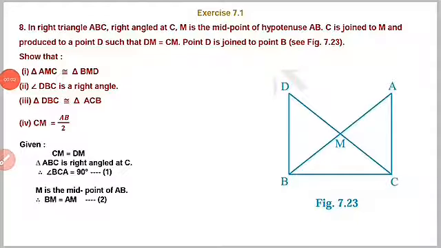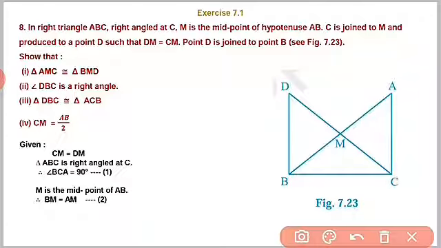Good morning, students. Let's complete question number 8 of exercise 7.1. In right triangle ABC, right angled at C, M is the midpoint of AB. C is joined to M and produced to point D such that DM is equal to CM. Point D is joined to point B.